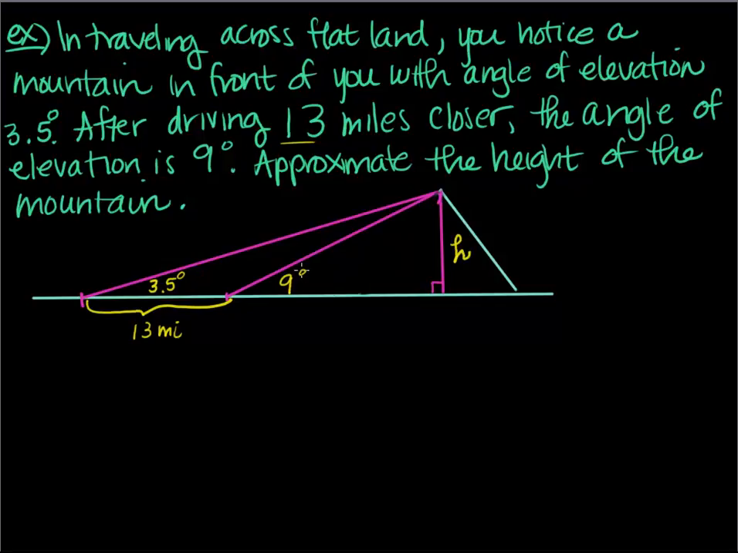Ideally, in this little triangle here with the 9 degrees, I would know one of these sides. Well, I don't. Or ideally, if I had this big triangle with the 3.5, I would know one of these sides, and I don't. All I know is that this is 13 miles right here.